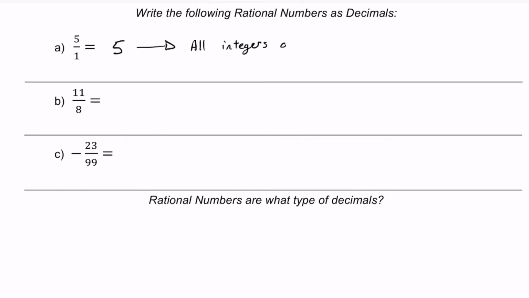The reason is that you can always just put it over 1. So -7 over 1 is -7, -11 over 1 is -11, 25 over 1 is 25. You can write absolutely any integer, natural number, or whole number as a fraction, so it has to be a rational number. Now let's look at 11 divided by 8.